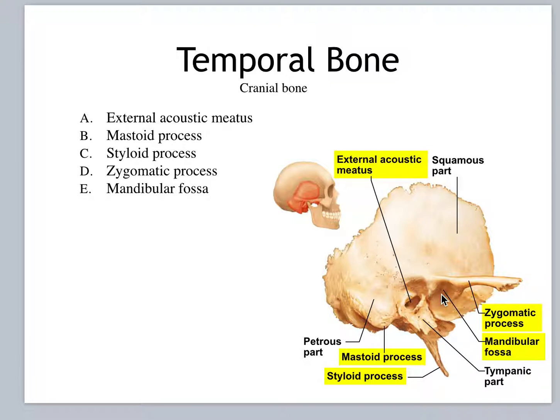This is the side of the TMJ joint, temporal mandibular joint. Temporal means temporal bone, mandibular is mandible. So the temporal mandibular joint is where the temporal bone and the mandible bone articulate or form a joint.